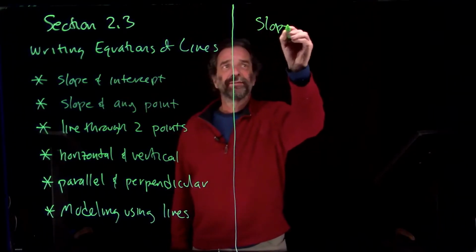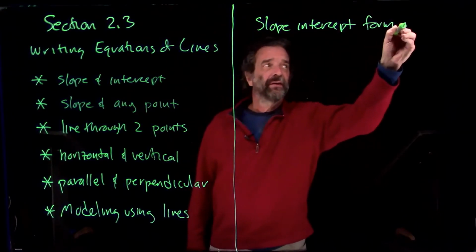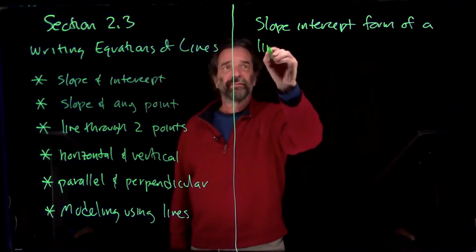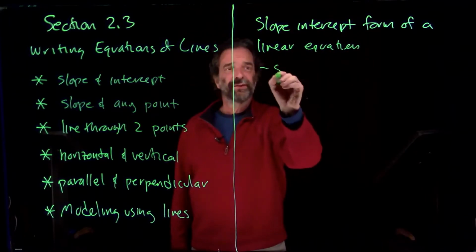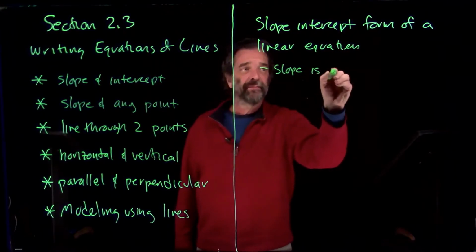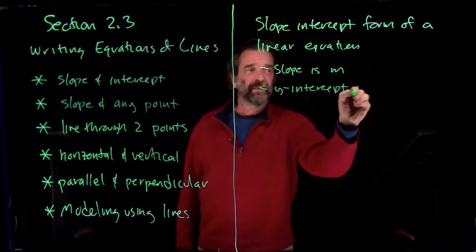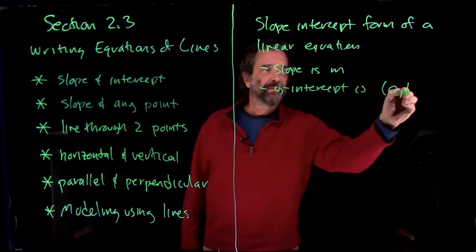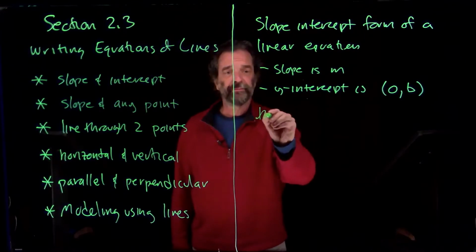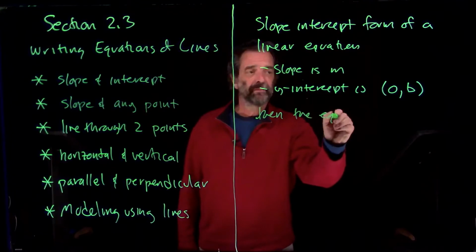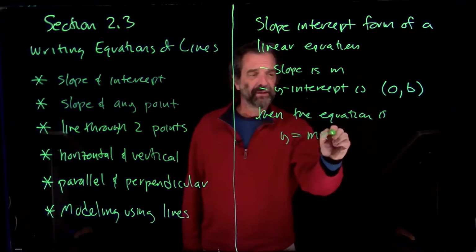Basically, we call this the slope-intercept form of the linear equation. We say, suppose the slope is m, and the y-intercept is (0, b), like that. So then the equation is y equals mx plus b.